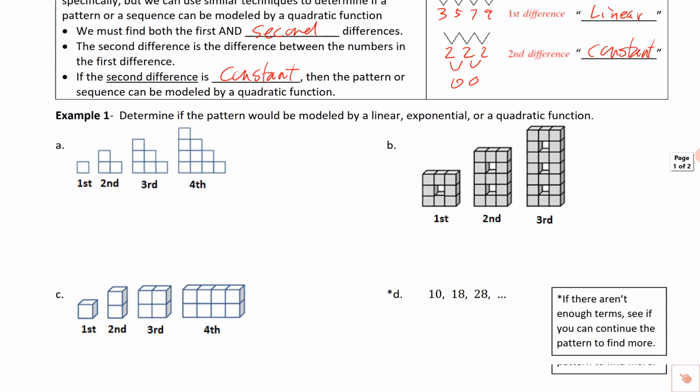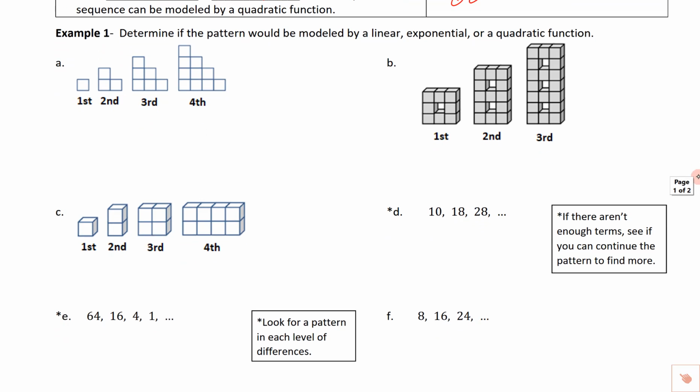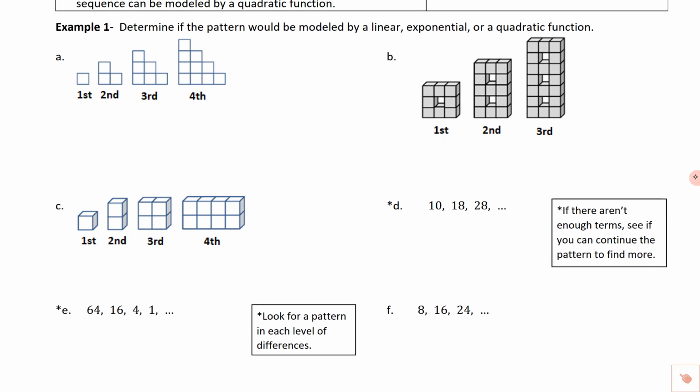So we're going to come down here, and you have a few problems like this on your assignment, and then the back side's going to be a bit different. So let's take a look at this right here. It says determine if the pattern would be modeled by a linear, exponential, or a quadratic function. So it's got to be one of those 3, and let's just write down what we've got here. There would be 1 block in that pattern, 3 blocks in this one, 6 blocks in this one, and there's 6 plus 4, so this would be 10.